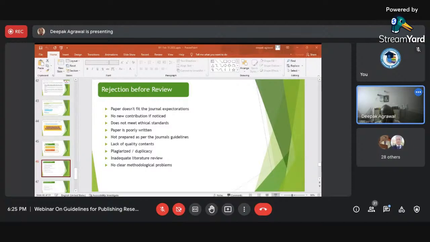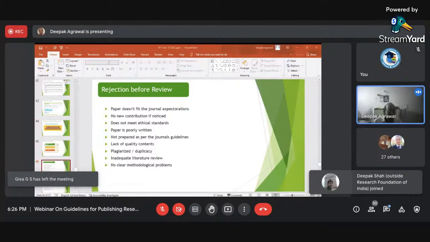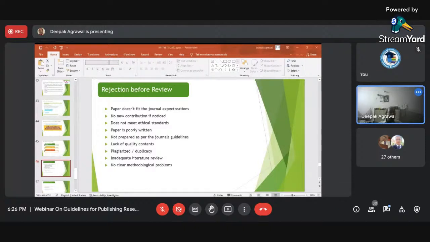So again, go thoroughly through the requirements of the website, assess it yourself, and then submit your paper. No new contribution has been noticed. It may be an extension of some work contributed by another author. They may reject the paper. It does not meet the ethical standards. Go through the websites. Nowadays, as I told you, they are very concerned about the ethical norms, and if these are not fulfilled, they are going to reject the paper initially.